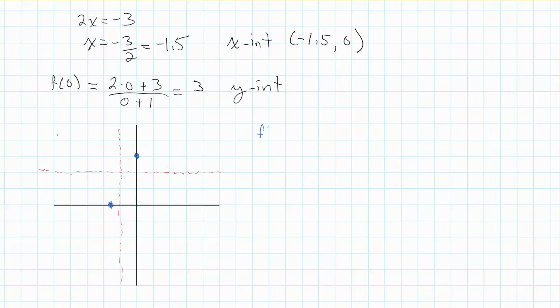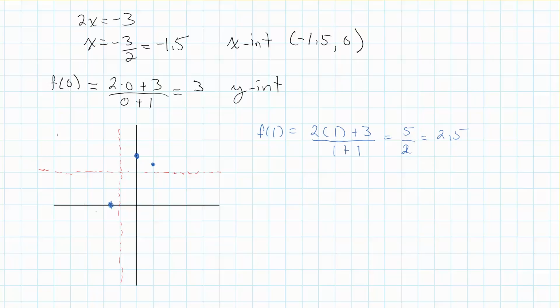So f at 1 would be 2 times 1 plus 3 over 1 plus 1. So this would be 5 over 2, which would be 2.5. So that would mean that here's a point roughly right here. And then we could do the same thing here.